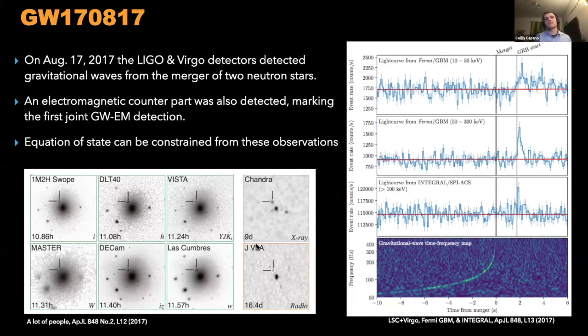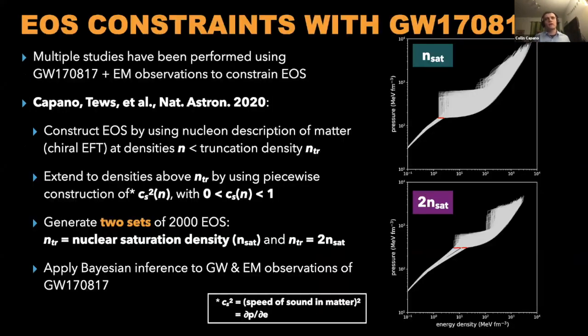And one of the key things that you could do is start to constrain the equation of state of matter in that region that we're very unfamiliar with. And there's been a whole slew of papers that did exactly this. And I'm going to talk about this one that I worked on with a few of my collaborators.